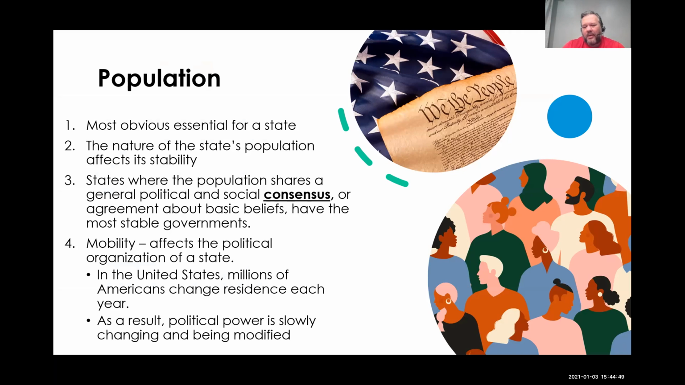The nature of the state's population definitely affects the state's stability. All right. And so if you look at a country like the U.S., I just use them because we're familiar with it, we are a pretty divided country right now, but we generally agree on the rules that we play by. We have a consensus, meaning an agreement, that the Constitution of the United States is the fundamental law of the land. That's where all of this other stuff comes from.